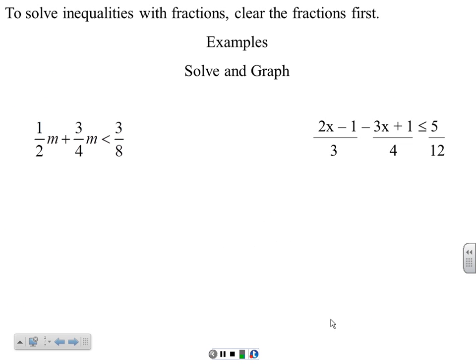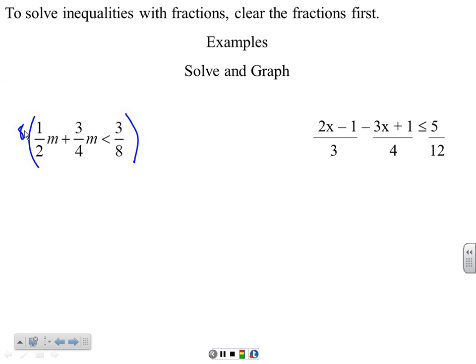In order to do that, we're going to clear the fractions first, just like what we did when we were solving equations. So remember, to clear fractions, you're going to find the least common denominator between all terms. So here we have 3 terms, and the least common denominator between 2, 4, and 8 is 8. And if you'll remember, we're going to multiply every term by 8.